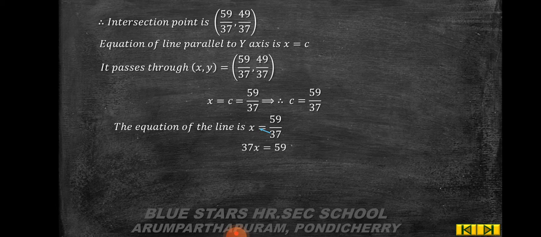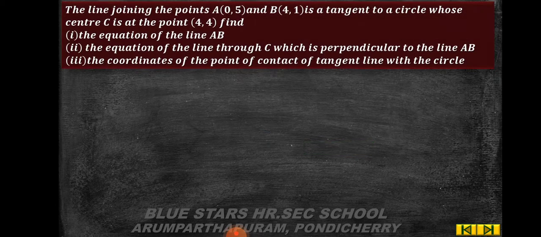You just cross multiplied. 37x is equal to 59. You just write it in an equation format. So 37x minus 59 is equal to 0.